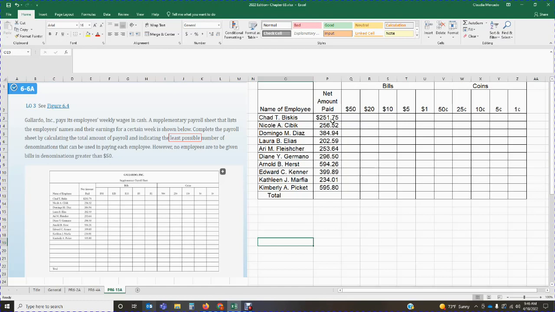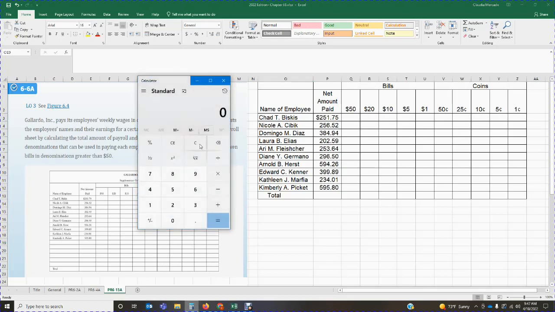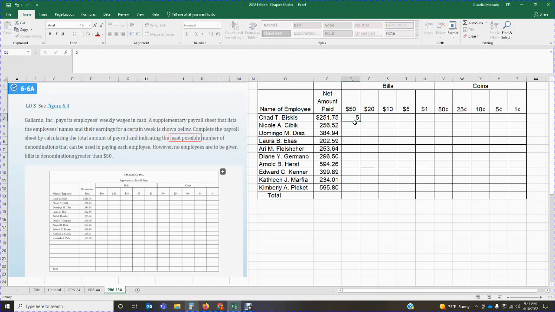We have Chad. Chad earns 251.75. So we're going to figure out what bills we are going to use to pay Chad using the least possible number of denominations. So what I do here is I take the 251, and I'm going to divide by $50. I'm going to work backwards. How many $50 bills do I need to pay Chad the 251? I divide by the $50 bill, and it tells me I need 5 bills. So I need 5 bills of 50.